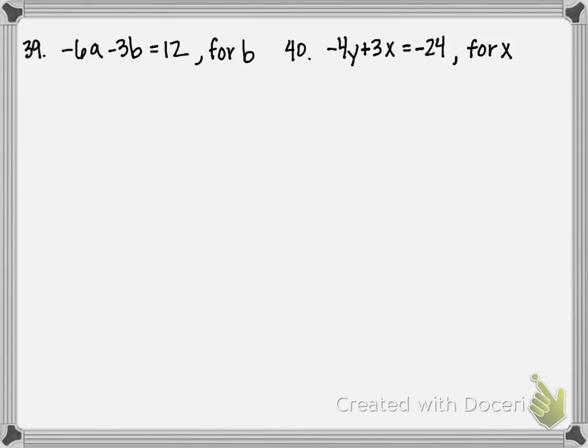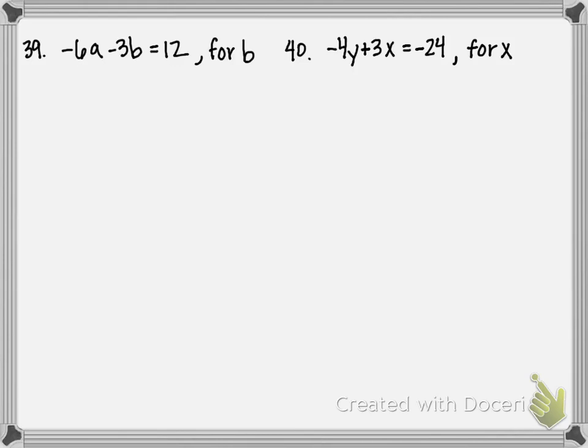So now we're going to move on to number 39 and 40. They're both very similar, and you're still solving, but the problem is, notice 39 has two variables. We have an a and a b. So an equation that has more than one variable, you're not actually going to get like x equals 3 as a solution. So we can't do that. What you're really doing is just rearranging the equation for the indicated variable here.